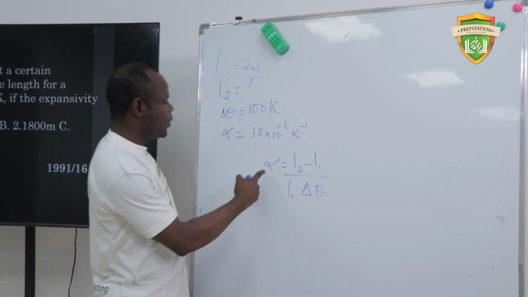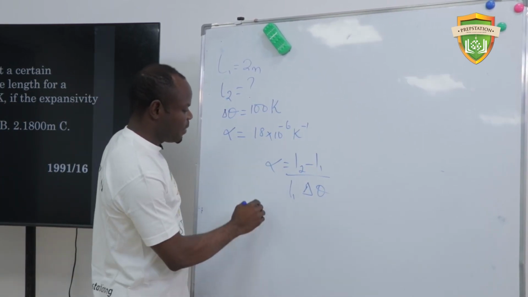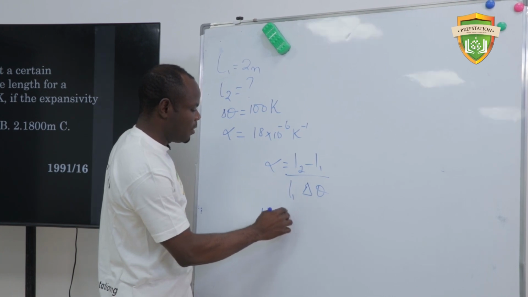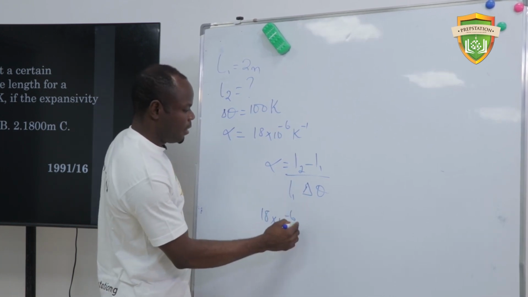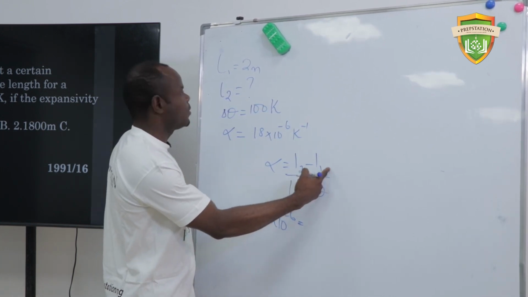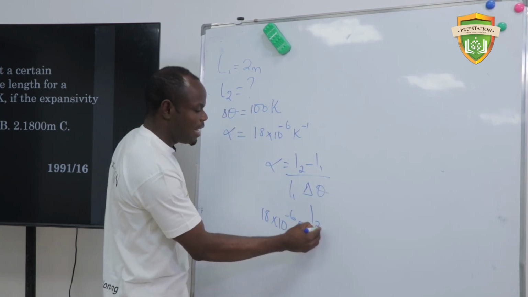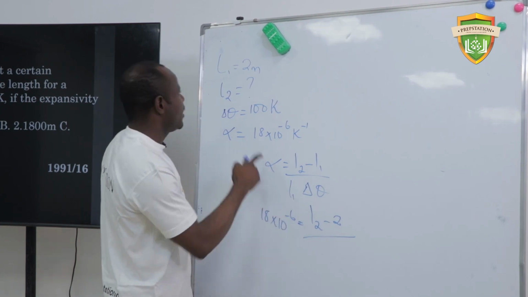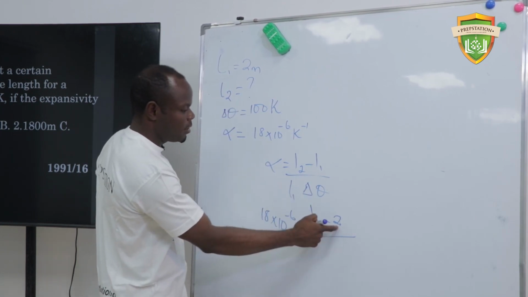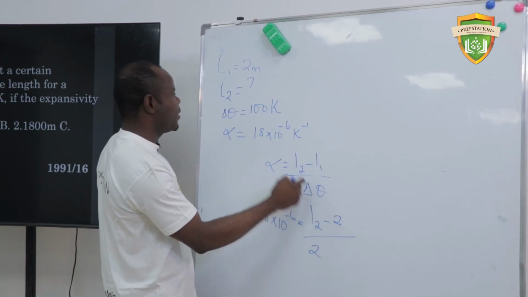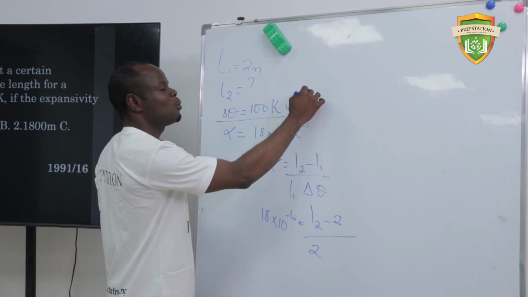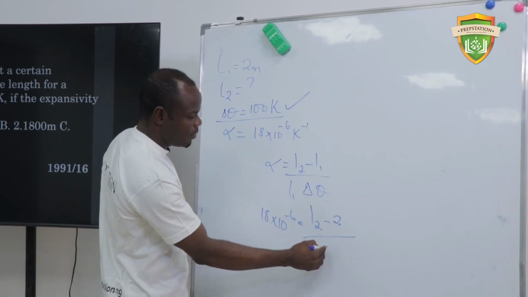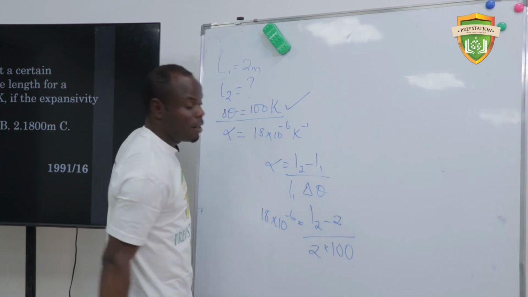So let's go. The linear expansivity is 18 times 10 to the power of -6. Then you have L2 minus L1. L2 is not known. That's L2 minus L1, which we have as 2. Then L1 again is still 2. Change in temperature is given, it's here, and that's 100. So we have multiplied by 100.